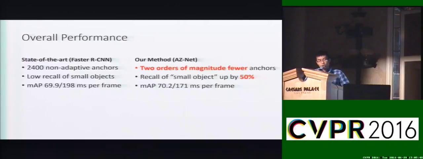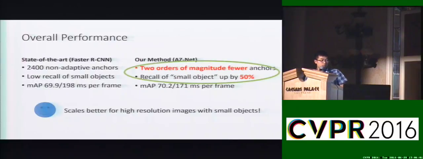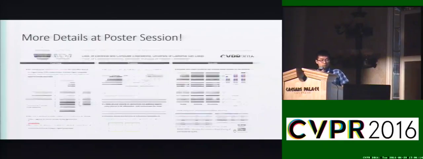So our algorithm works beyond just a few examples. Here we show our results on VOC2007, a comparison with Faster R-CNN. What we are able to achieve is we generate 2 orders of magnitude fewer anchors, and we have a recall of small objects up by 50% while using a smaller number of region proposals. That suggests our approach is a direction towards better scalability when we want to talk about high resolution images and we want to detect small details.